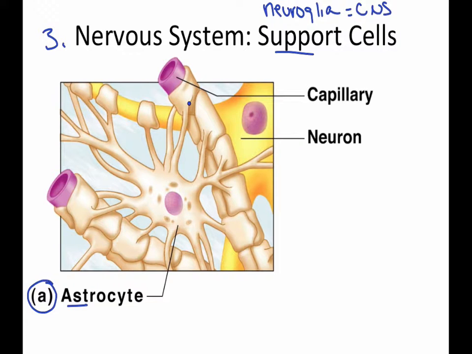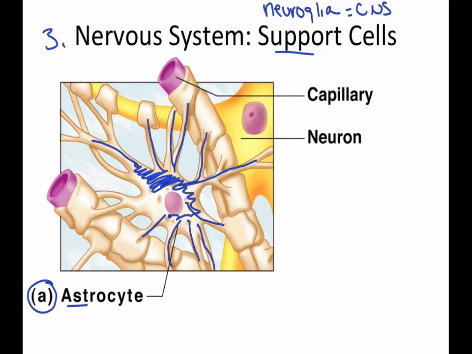What I'd like you to do in your study guide right now is go through and color this picture of an astrocyte. I realize that your study guides may not have copied perfectly, and that's okay. I want you to do this anyway. Do the best you can from your drawing, and just draw what an astrocyte looks like. An astrocyte is the most abundant of the support cells.